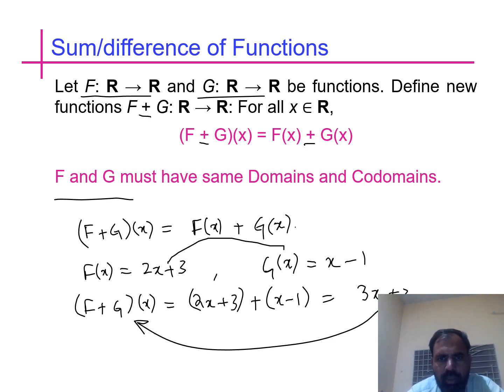Similarly, we can subtract these two functions, f minus g. So if we take f minus g of x, it's 2x plus 3 minus x minus 1. So this will become x plus 4.